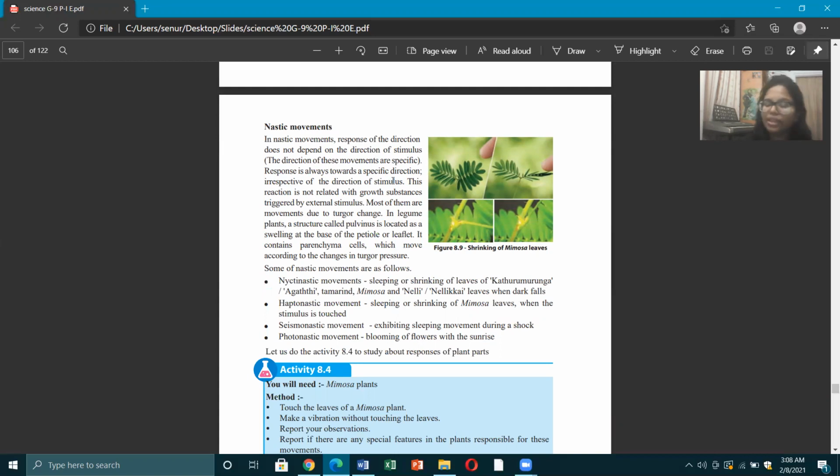In tropic movements there was a direct influence between the direction of the stimulus and the direction of the response, positive or negative. But in nastic movements, children, there is no such connection. So the direction of the response does not depend on the direction of the stimulus.